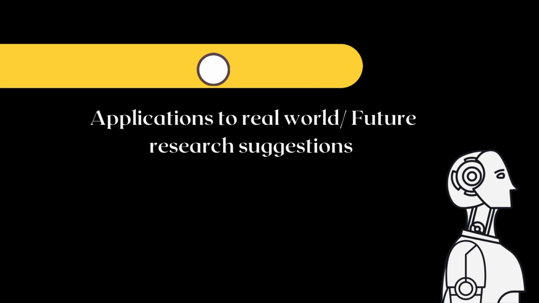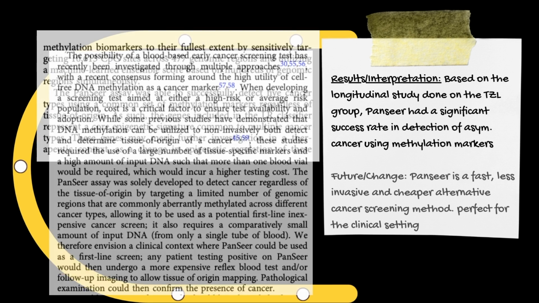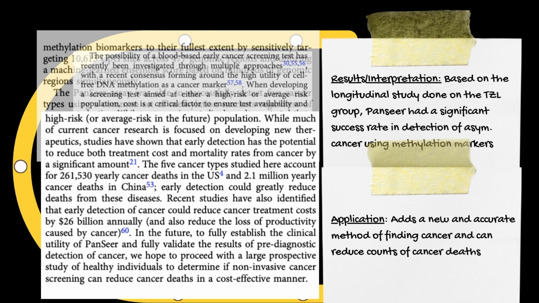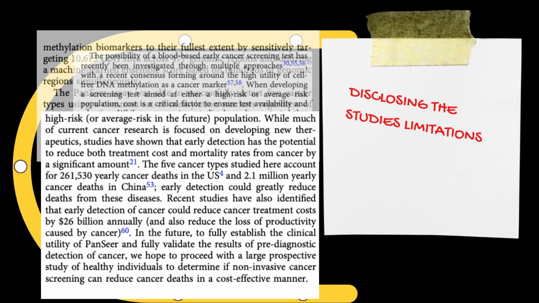If something in the discussion section does not make sense to you, then always write it down. If the jump to the conclusion was too big, or if the data was unclear, asking questions does not mean you are incapable of reading, but instead is a reflection of your understanding. In the article's discussion, they concluded that pan-SEER had significant success rates in the detection of asymptomatic cancer using methylation markers. pan-SEER is a fast and less invasive, cheaper alternative cancer screening method, which is perfect for clinical settings. Uniquely, you will also find that the article will disclose limitations of their study in the discussion section.